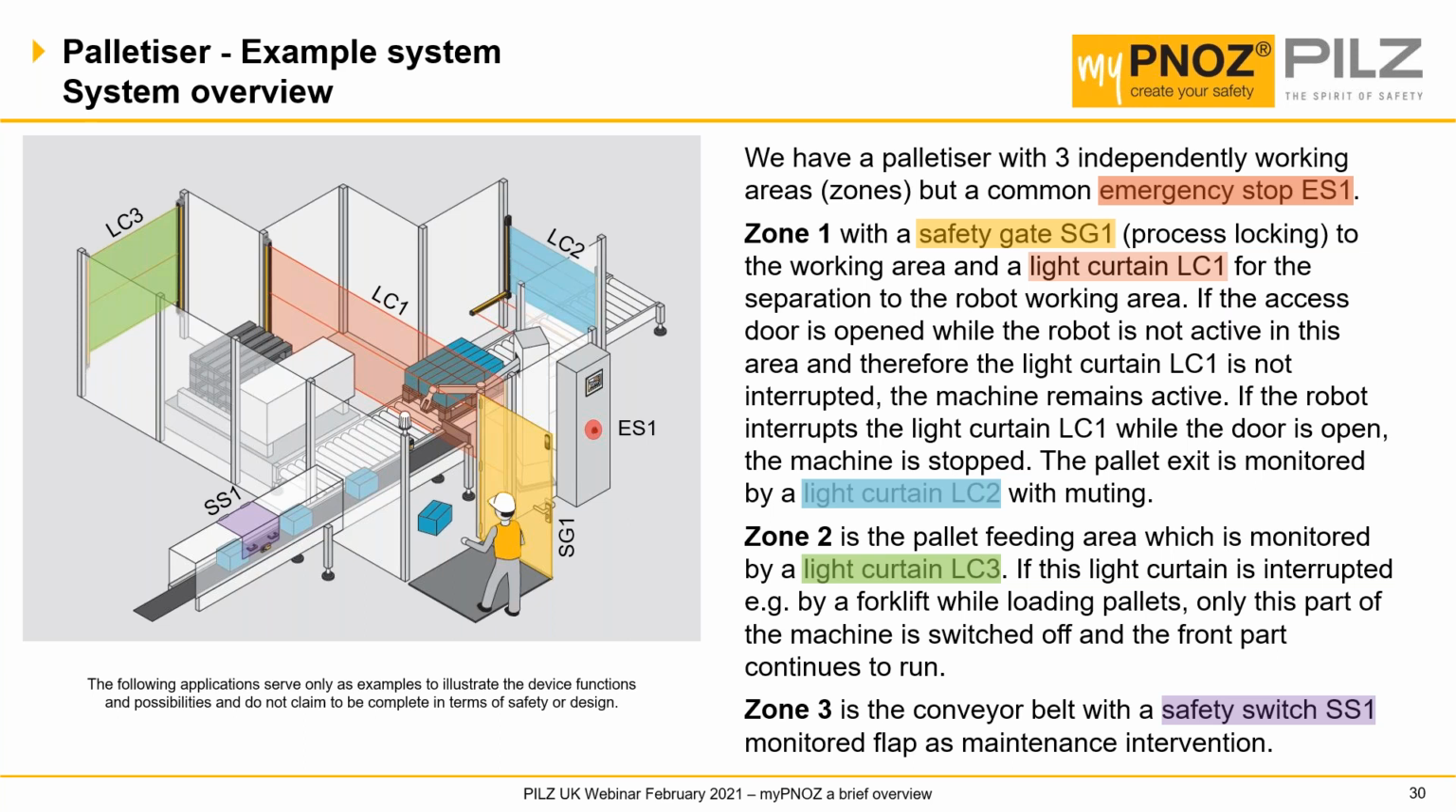In Zone 2, a light curtain, LC3, allows a forklift to enter by tripping the feeder area. Then finally, in Zone 3, a safety switch, SS1, can be opened to allow access to the product. This will just stop the conveyor. We'll now configure this into the myPNOZ configurator.